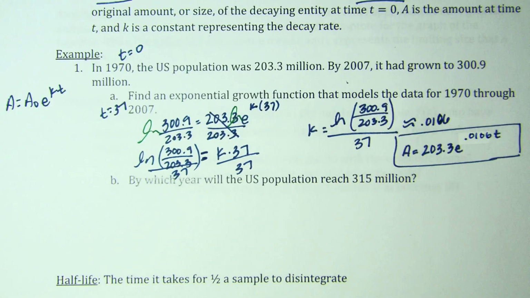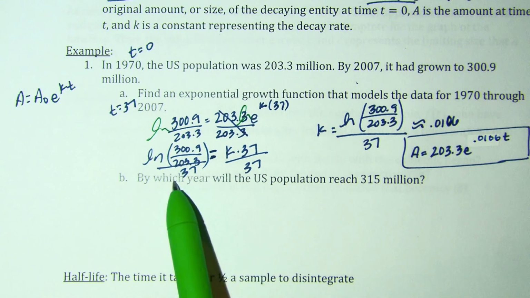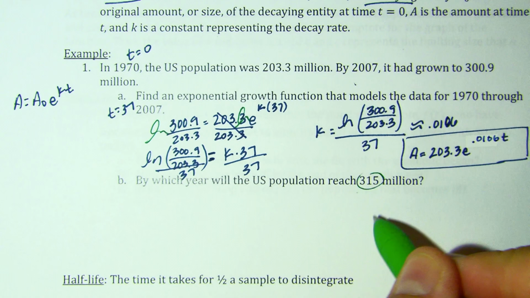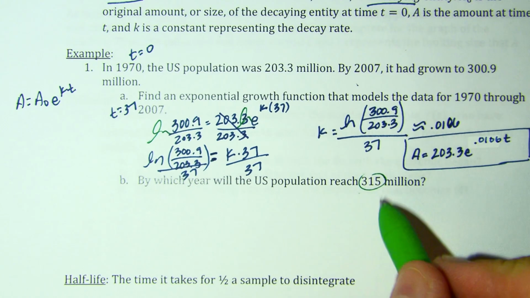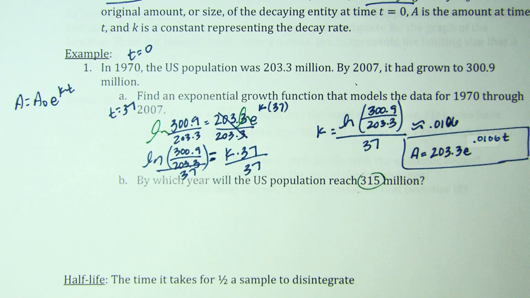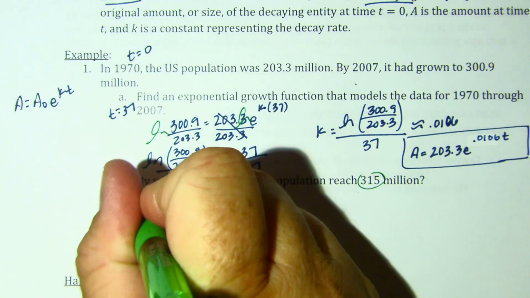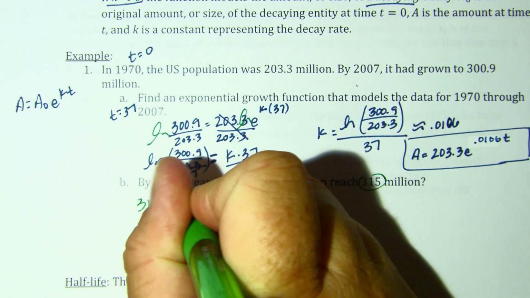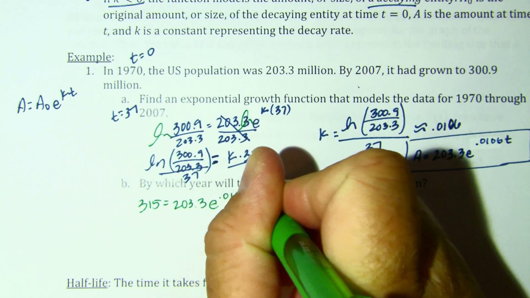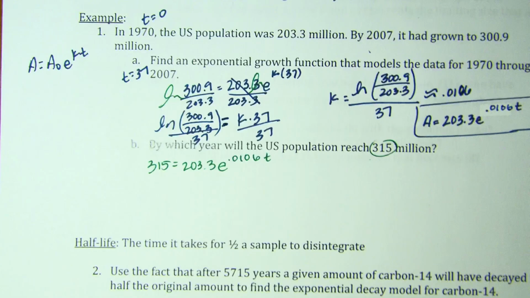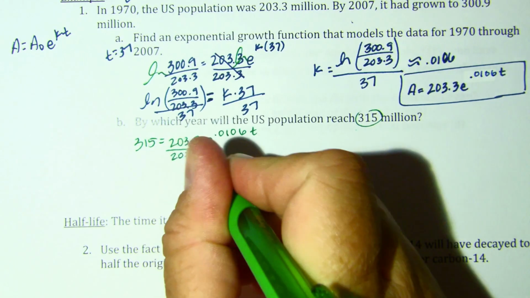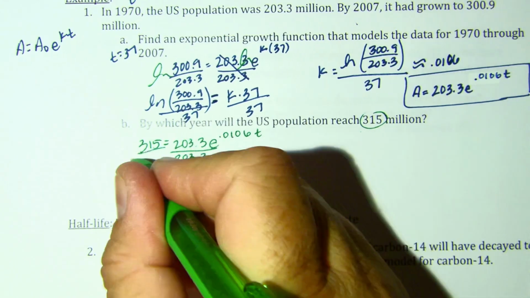The next part to that example says, by which year will the U.S. population reach 315 million? So this is telling me an accumulated value after a certain amount of time. We're solving for t, how many years after 1970. So 315 equals 203.3 e to the 0.0106 t power. And we're basically doing the same thing we just did. We're going to solve for, this time, t.